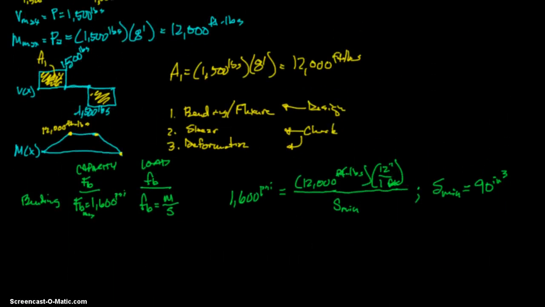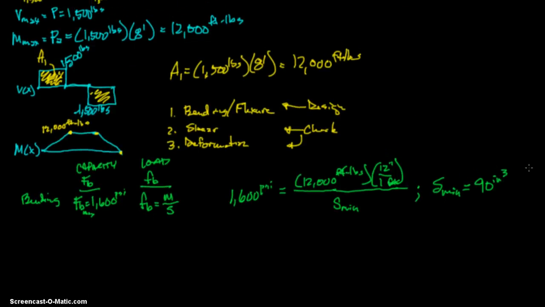Alright, so we have 90. Now we need to go to the tables and figure out what section has an S of 90. So we look at page 45 in the study guide, which has the table we're looking for, and let's look at the S's. Just go straight down. You look at section modulus, and of course we're talking about the x-axis. That's going to be our strong axis. And you can do a 3 by 16, looks like 96.9.